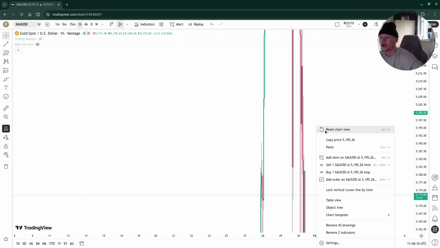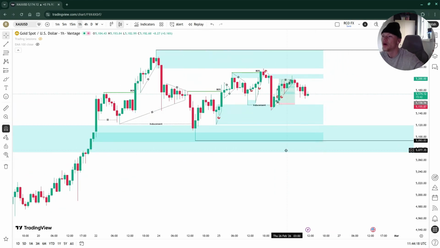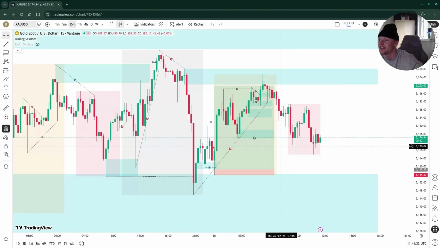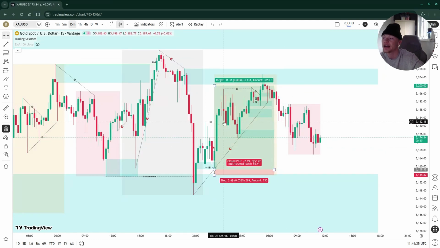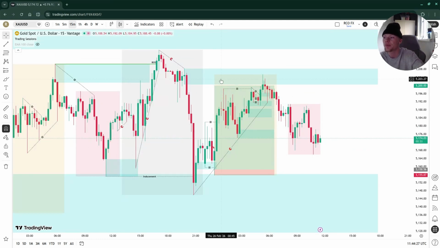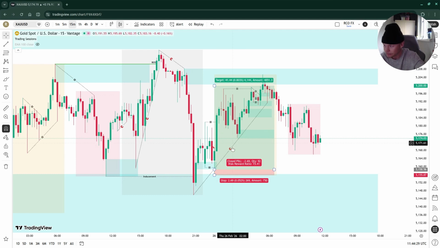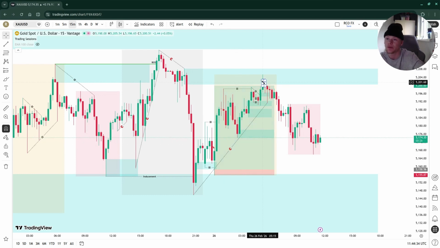Going into the 1 hour, we had that strong push, that's okay. Dropped down to the 15, we had an imbalance, we had to come back down and fill, so although we had pushed up, we had to come and fill this imbalance. We did, we'd come down, filled the imbalance, and then pushed up higher.